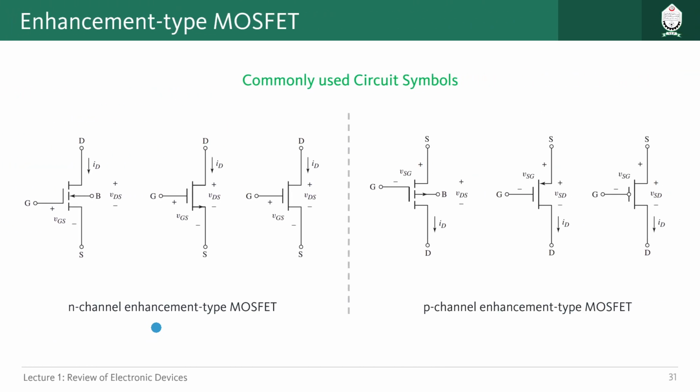So now let us look at some of the circuit symbols we are going to use throughout the semester to represent P channel as well as N channel MOSFETs. These are the three possible circuit symbols you can use for the N channel enhancement type MOSFET.